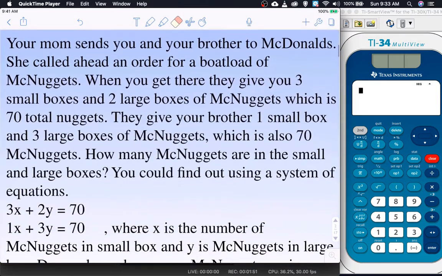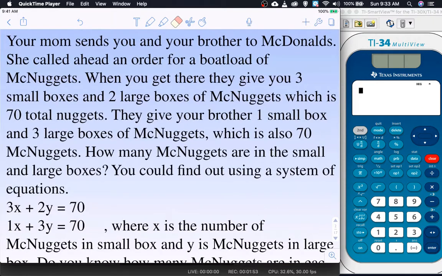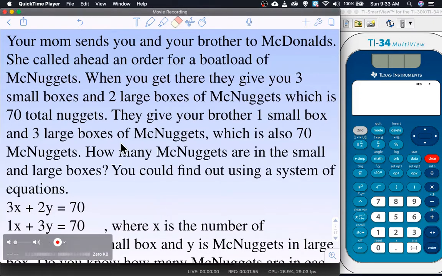So did you know, if your mom sends you and your brother to McDonald's and she called ahead for a boatload of McNuggets, when you get there, they give you 3 small boxes and 2 large boxes of McNuggets, which is 70 total nuggets. Then they give your brother 1 small box and 3 large boxes of McNuggets, which is also 70. How many McNuggets are in the small and large boxes?